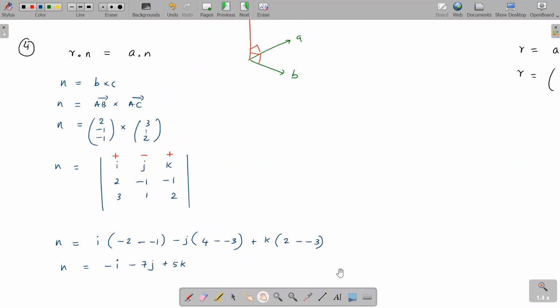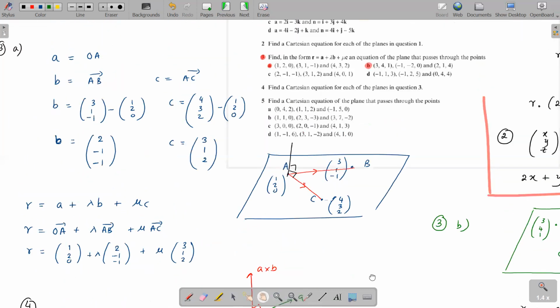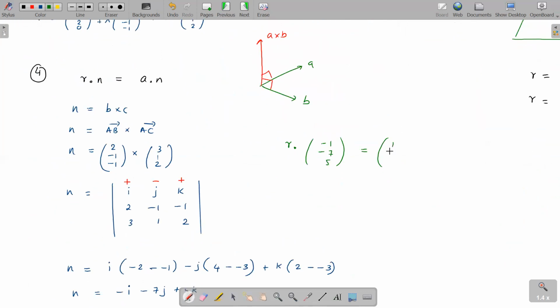So now shall we transform it into the Cartesian format? So what do we get here? r dot n, where n is minus 1, minus 7, 5. r dot n equals a dot n. Who is a dot n? A is the position vector on the plane. I will be using OA, which is 1, 2, 0. The position vector of A is 1, 2, 0. Instead of r, I'll be using x, y, z, right? So this is basically r dot n equals a dot n.